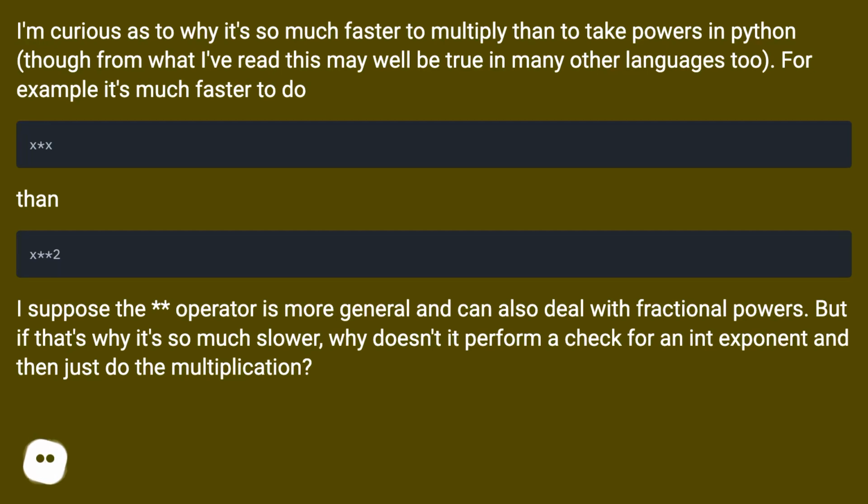than. I suppose the power operator is more general and can also deal with fractional powers. But if that's why it's so much slower, why doesn't it perform a check for an int exponent and then just do the multiplication?